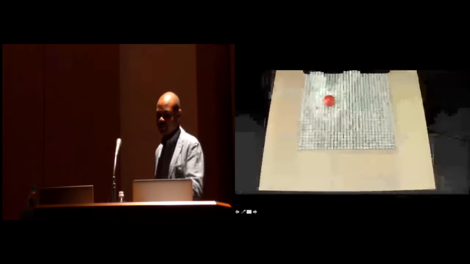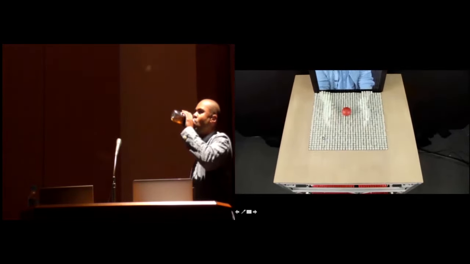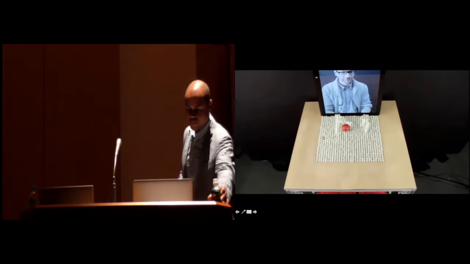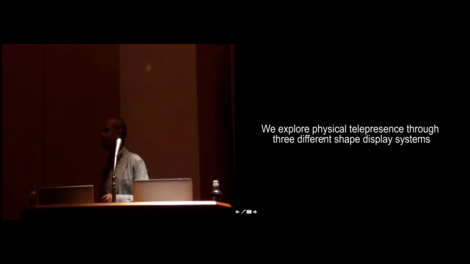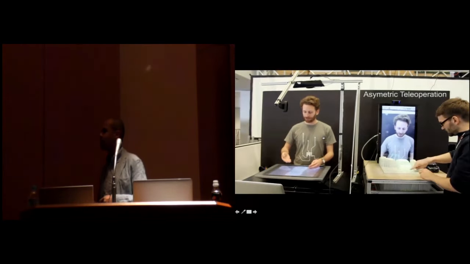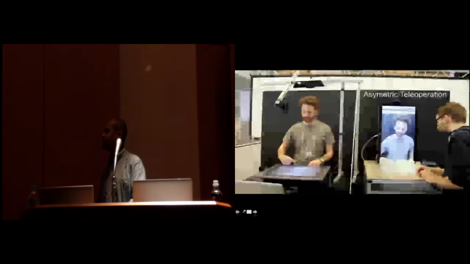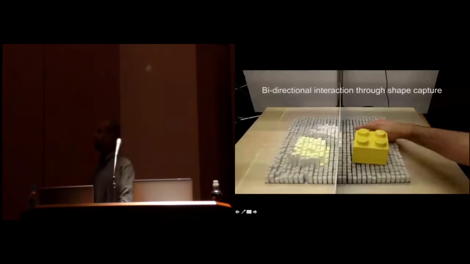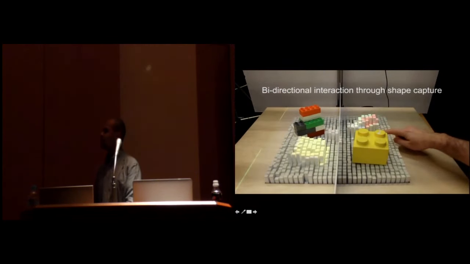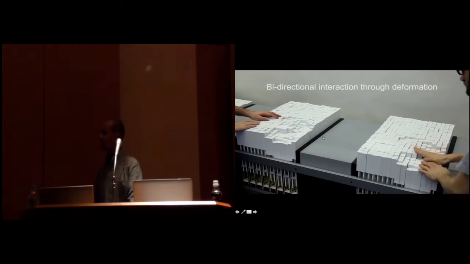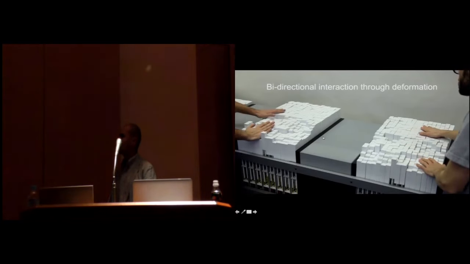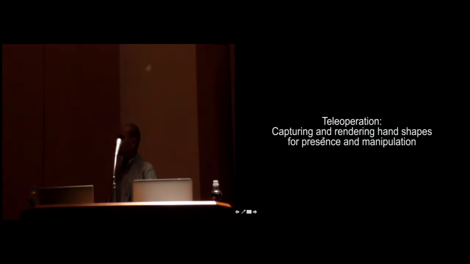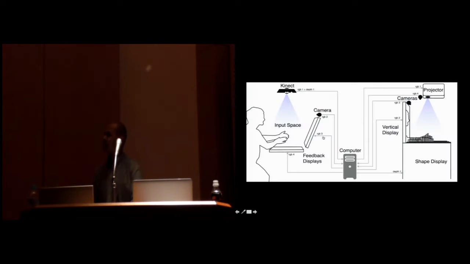We propose a new approach to physical telepresence based on shared workspaces with the ability to capture and remotely render physical shapes. We explore physical telepresence through 3 different shape display systems. Asymmetric teleoperation with shape capture and rendering, bidirectional interaction through shape capture and rendering, bidirectional interaction through deformation. Our teleoperation system enables capturing and rendering hand shapes for presence and manipulation.